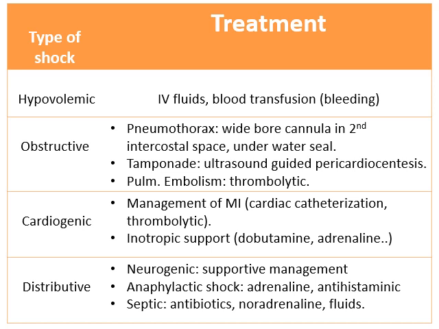Cardiogenic shock: treatment of MI, for example, by PCI, cardiac catheterization, but in a non-specialized center we can give thrombolytic. Inotropic support to support the pumping power failure using inotropes like dobutamine or adrenaline. In distributive shock, neurogenic shock can be treated by supportive treatment, ABC approach.